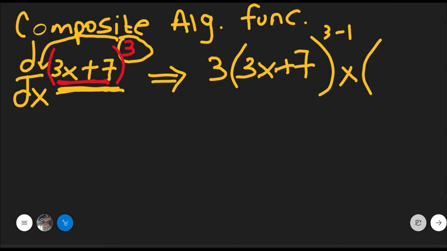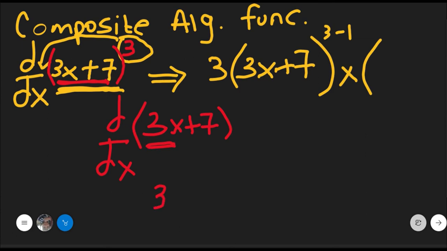So what is the differentiation of 3x plus 7? d over dx of 3x plus 7. d over dx of 3x is 3, because I told you any variable with power 1, the differentiation is 1. The differentiation of 1x is 1, so the differentiation of 3x is 3. And the differentiation of 7 is 0. So the answer is 3.